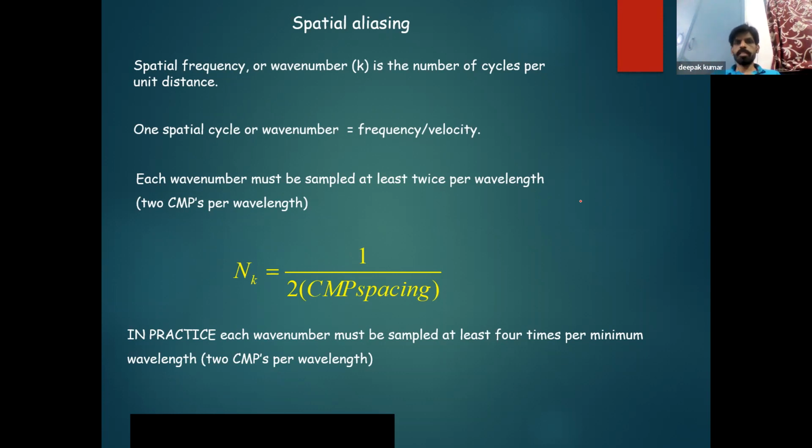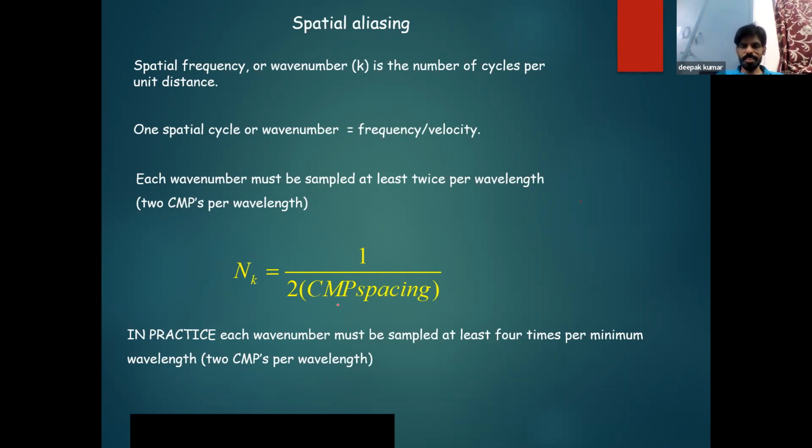So, spatial frequency, or the wave number, is the cycles per unit distance. Like now, in one unit of distance, how many waves pass through that particular distance. That gives the wave number. And the sampling aliasing or Nyquist aliasing wave number can be computed as half of the CMP spacing, the common midpoint spacing.